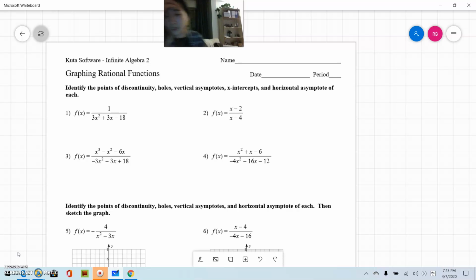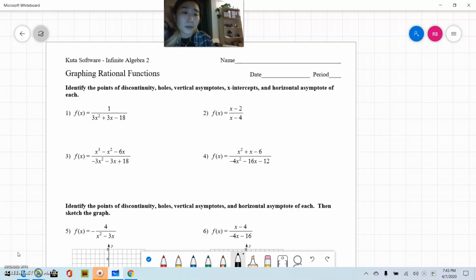Okay, so let's go with the first one. First problem, I'll do the work right here. It's just wanting me to find points of discontinuity, another word, holes. Holes, vertical asymptotes, horizontal asymptote, x-intercepts, and stuff. So let's just find out everything.